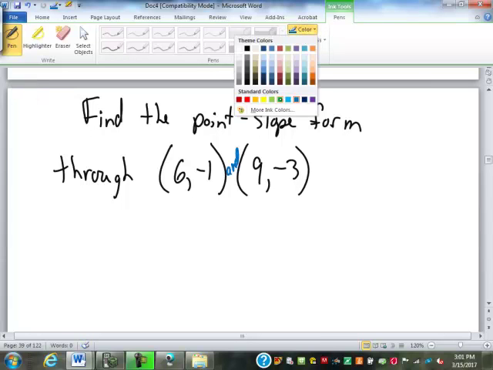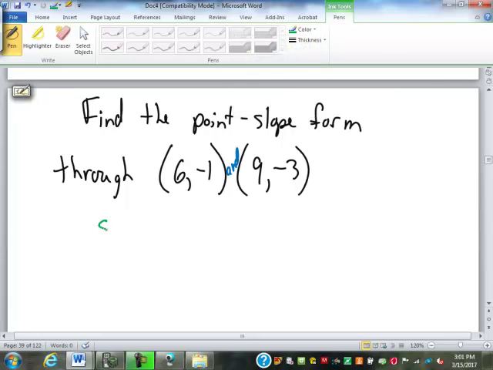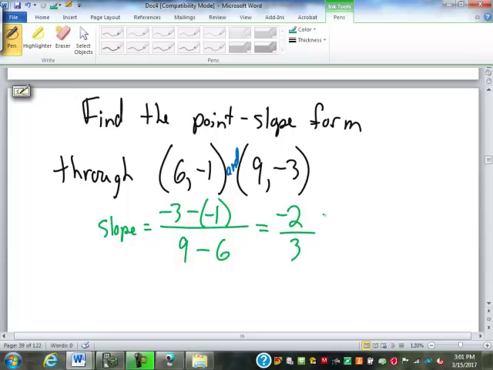Well, the first thing we need to have here is the slope. How do we find the slope from those 2 points? Minus negative 1. Okay, what does that give us? Well, we're going to get a negative 2. Negative 2, good. Then on bottom, what do we have? 9 minus 6 equals 3. So we have a slope of negative 2/3.